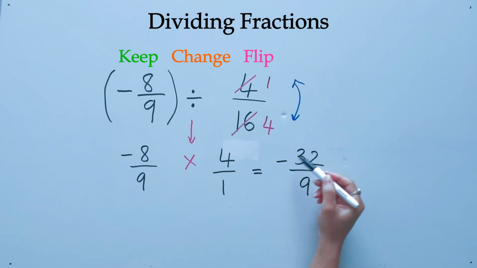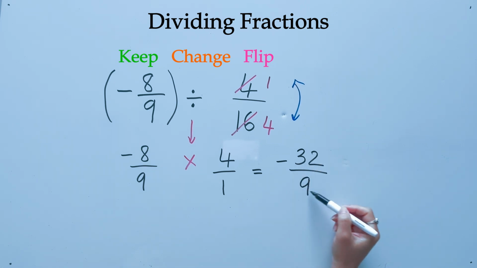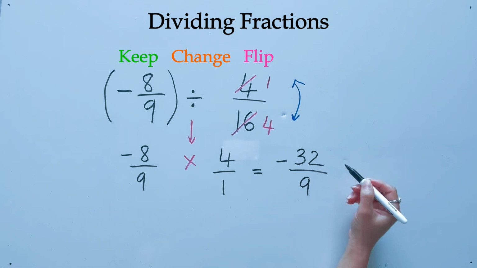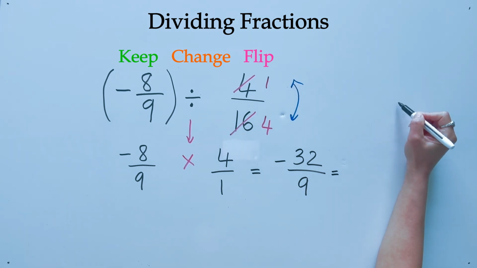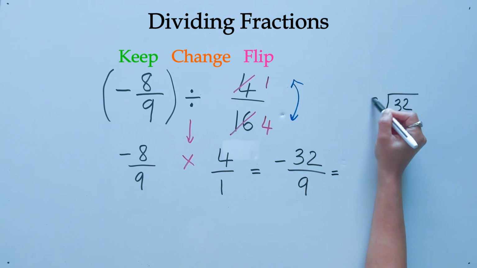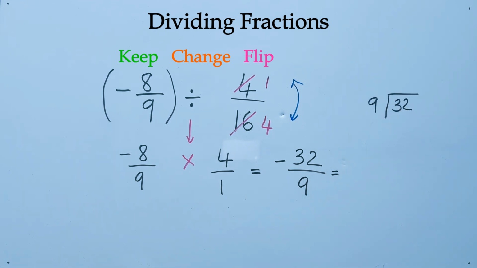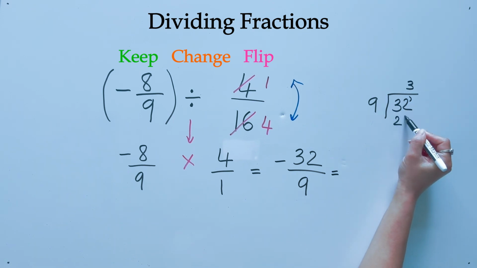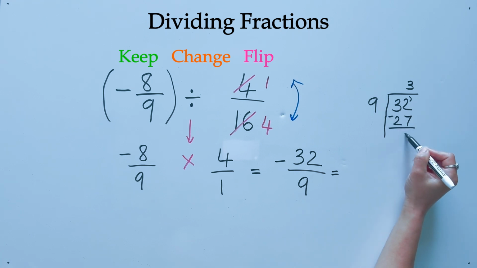Now, you cannot stop here because this is called an improper fraction. So we have to divide it to get a mixed number for the answer. We have 32 divided by 9. So 9 goes into 32 3 times, right? So 3 times 9 is 27. So 32 minus 27 is 5.